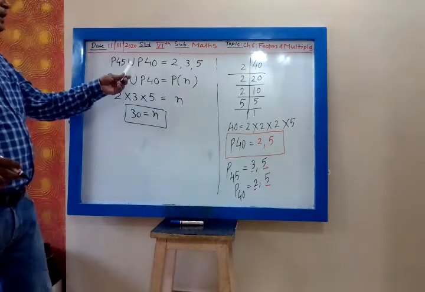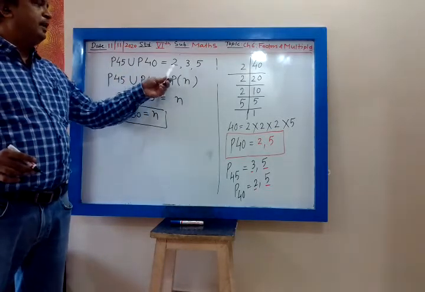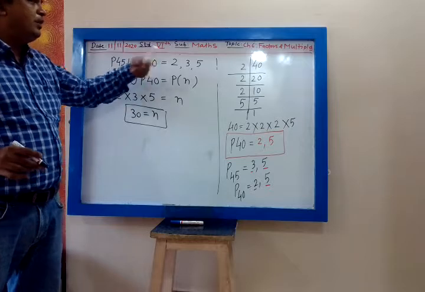Now it is union, so I have taken all the factors. But if it is intersection, I will take the common factor.